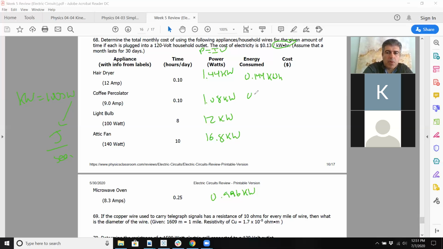This will be 0.108 kilowatt hours. You're leaving the light bulb on for a while, so there'll be 96 kilowatt hours. Attic fan, there'll be 168 kilowatt hours. Then the microwave's not much. That'll be 0.249.